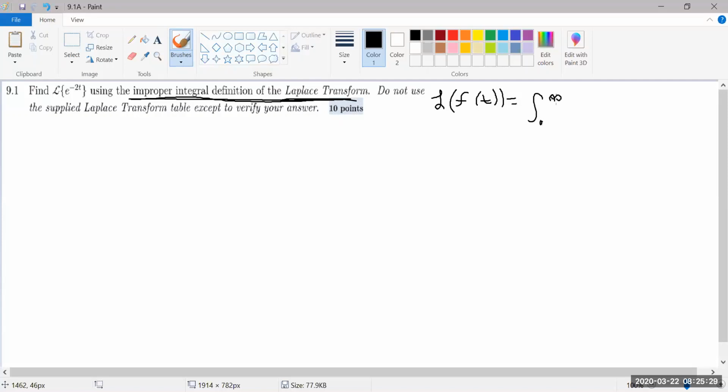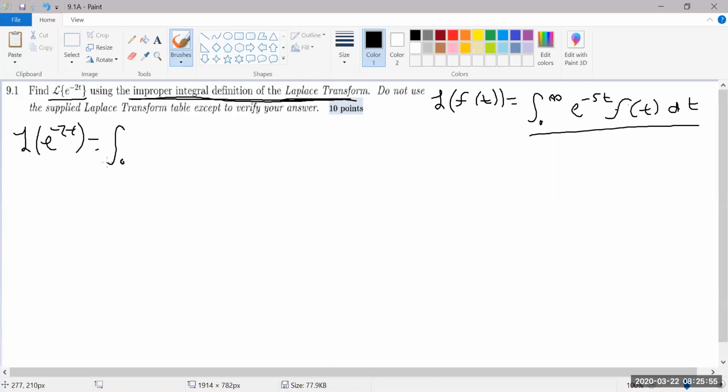So we have the integral from 0 to infinity of e to the negative st times f of t dt. All we're going to do is apply this to our function, so our e to the negative 2t. So our Laplace transform of e to the negative 2t should look like the integral from 0 to infinity of e to the negative st, because we still need to carry this with us, times e to the negative 2t dt. So obviously this is an improper integral because you can't have your bound at infinity.